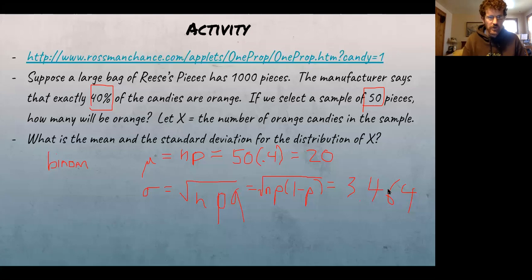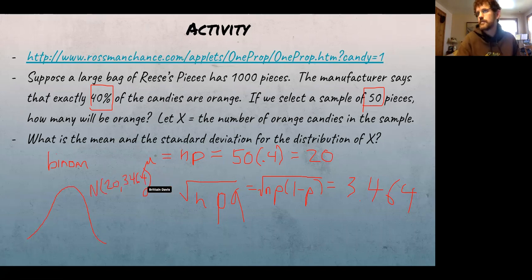3.464. So if I went back to that, I already deleted all the points, but if we had those again, we could model this and we could say this is a normal model with 20 as the mean and 3.464 as the standard deviation. And that would be our normal model for that binomial. Okay, so that's all well and good.